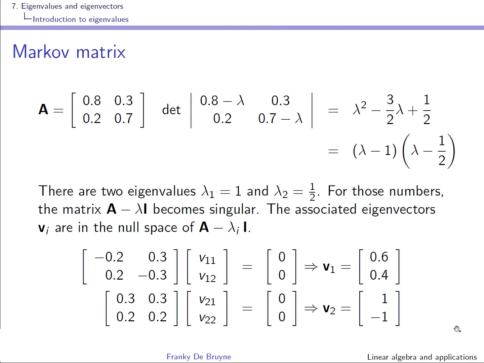Well, in this first example, we consider a so-called Markov matrix. And in a Markov matrix, the sum of the elements in a column will add up to 1, as you can see. Markov matrices are used in so-called hidden Markov models.